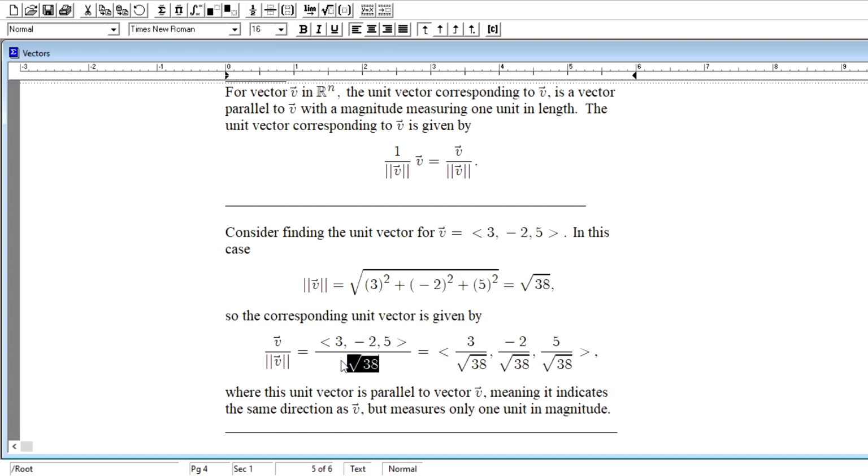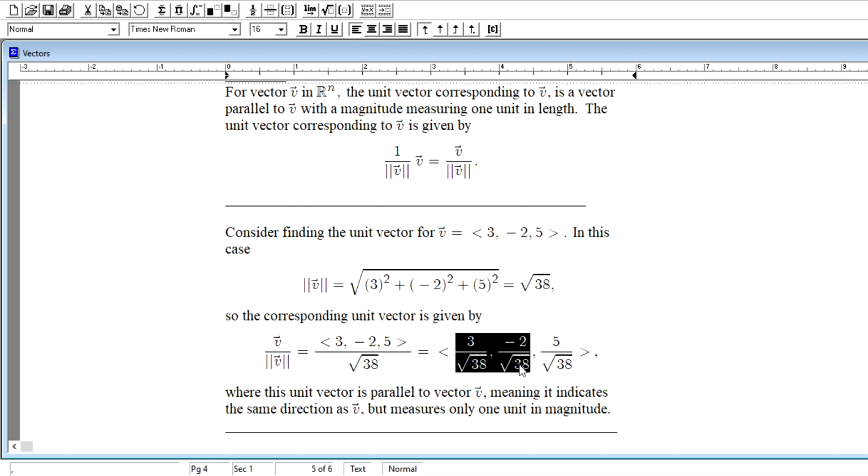And what happens is this 1 over the square root of 38 distributes itself through the terms of this vector, the components of this vector, term by term. It behaves according to a distribution property. And we're left with 3 over the square root of 38, comma, negative 2 over the square root of 38, comma, 5 over the square root of 38 here.